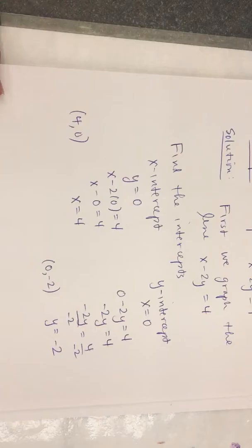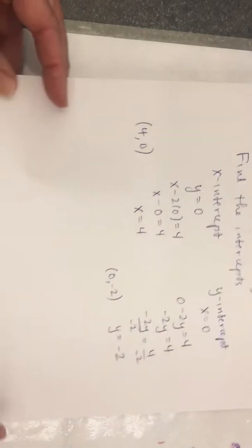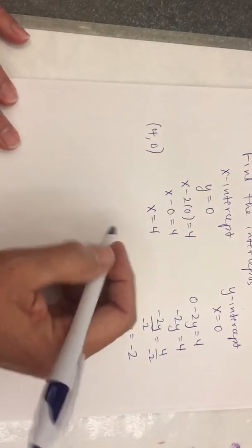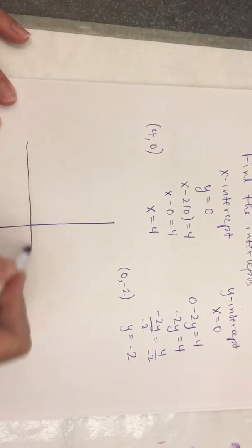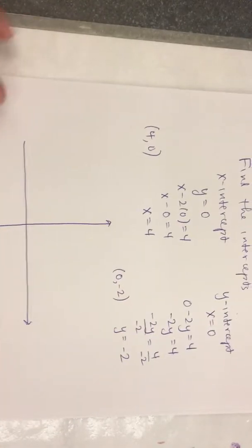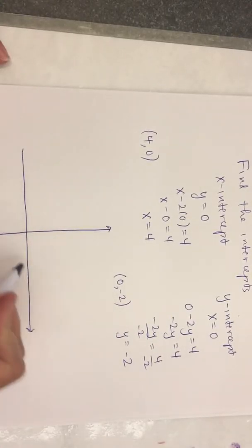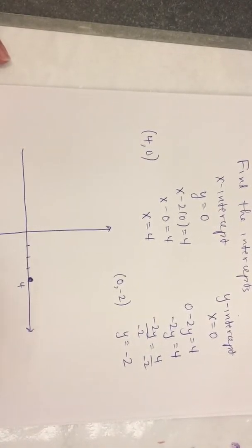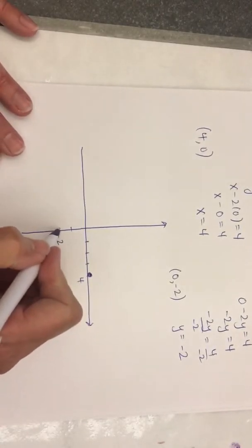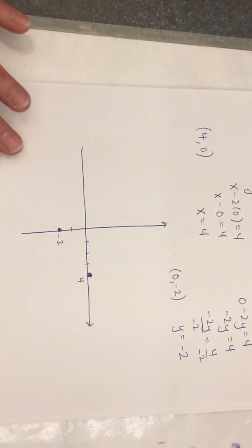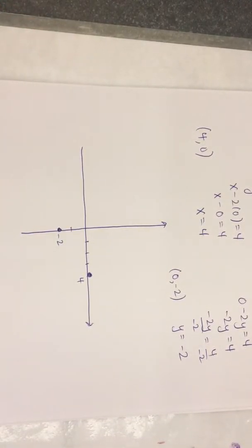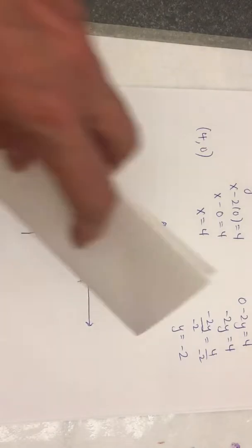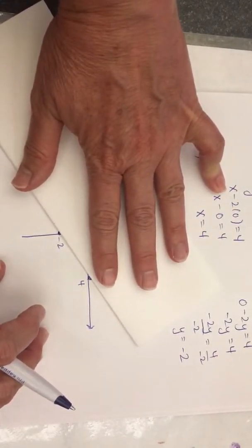I'll put those 2 points on the grid. 4, 0: 4 on the x-axis. 0, negative 2: mark negative 2 on the y-axis. And then with my straight edge, I'm going to put in a solid line.